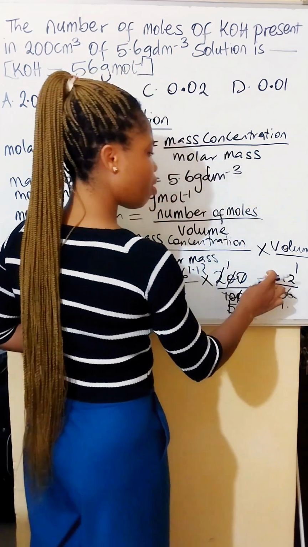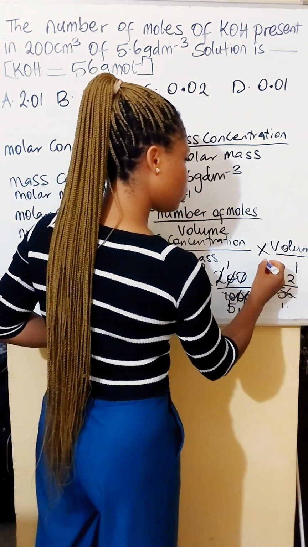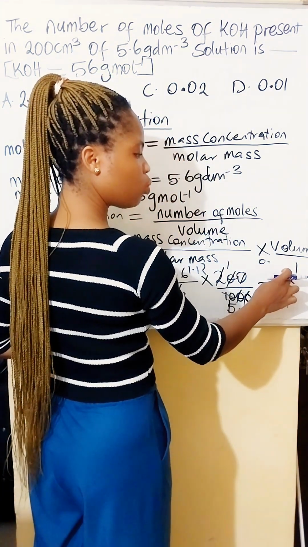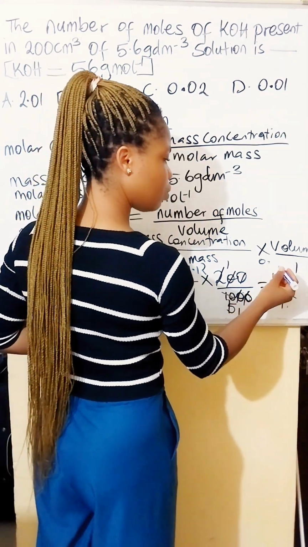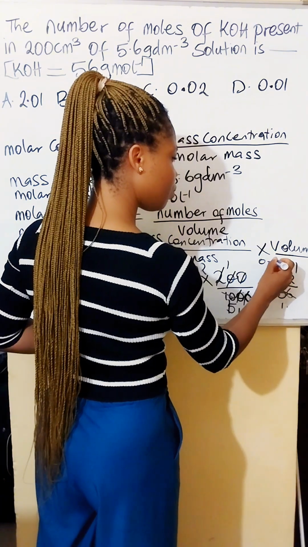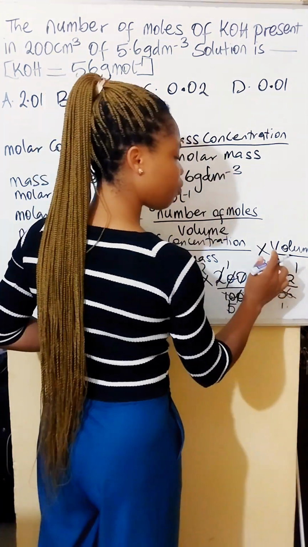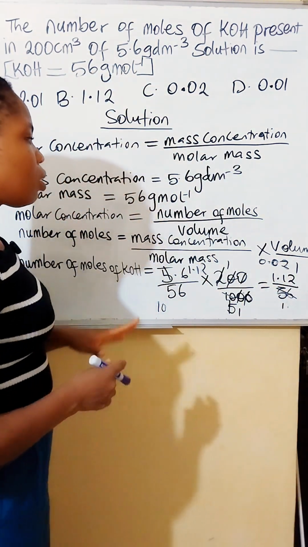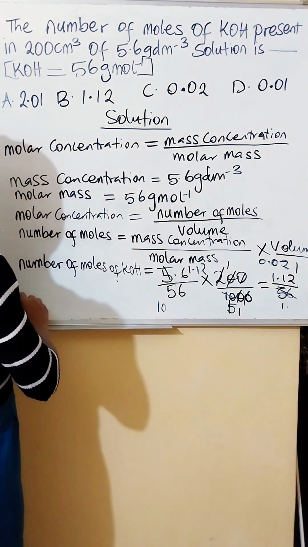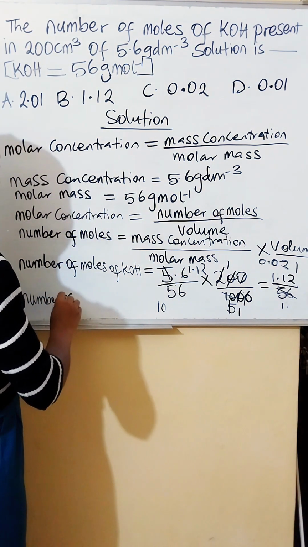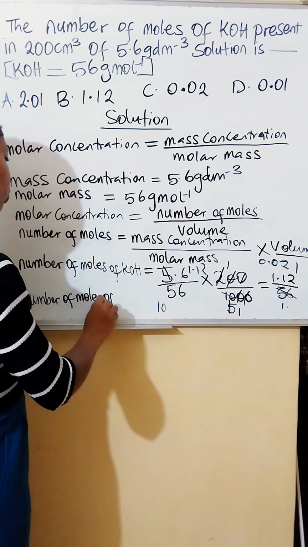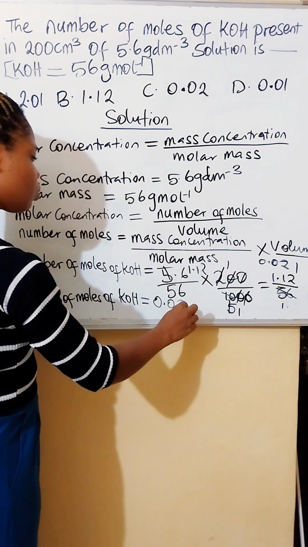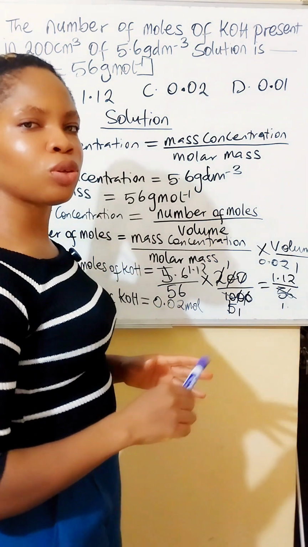56 into itself is 1. 56 into 1 won't go. So we have 0 point. We move this decimal point here to be between 1 and 2. 56 into 11 won't go still. So we have 0. And then still move the decimal point. 56 into 112 will end up giving us 2. Okay. So our final answer now is number of moles of KOH is equal to 0.02 mole.